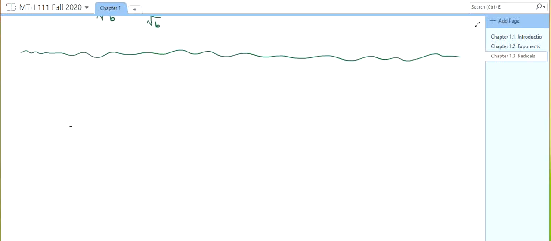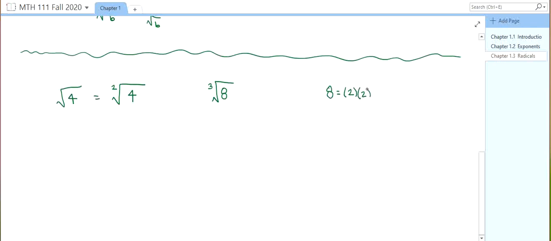And the reason I say square root is because the square root, say, of 4 can also be written as the second root of 4. Normally when we're dealing with just the square root of something, we just ignore this 2 and leave it off. But we could also do, say, the third root of 8. That means with 8, what's the number that if you multiply it by itself 3 times gives you 8? So the cube root of 8 is 2.